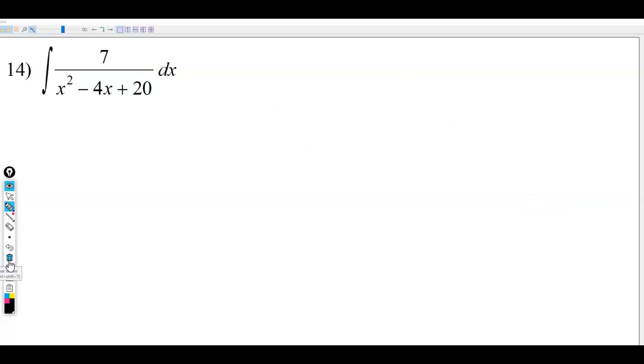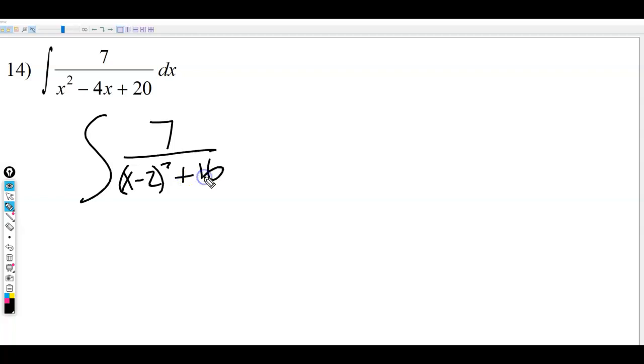So when you have a trinomial in the bottom, the first thing that you're going to do is you're going to complete the square on the bottom. And what we just found out that is it's x minus 2 squared plus 16. Now once you have that, hopefully you would be recognizing, if you've been using your flashcards, that that's an arctangent rule. Arctangent looks like this.